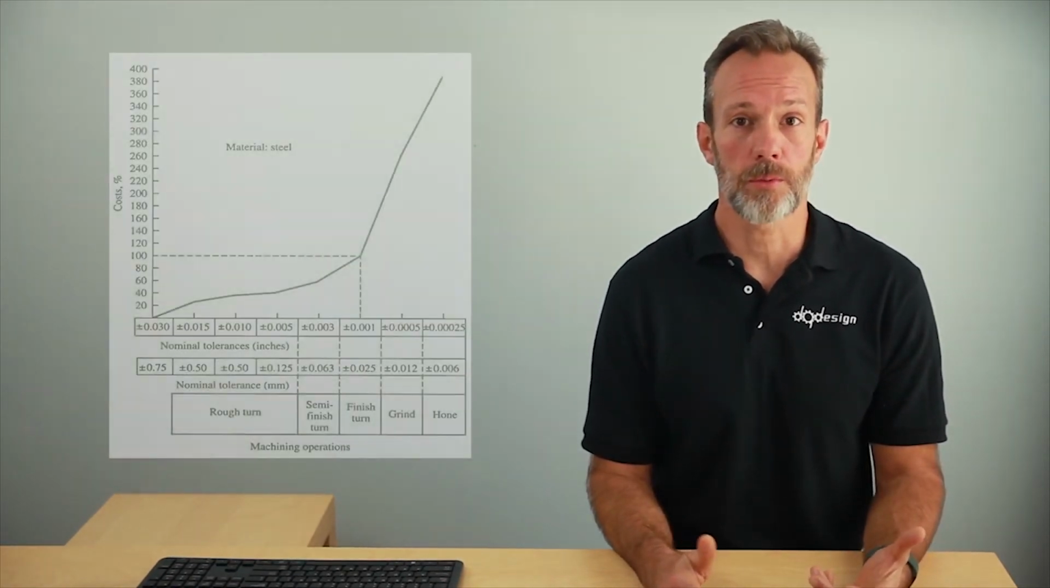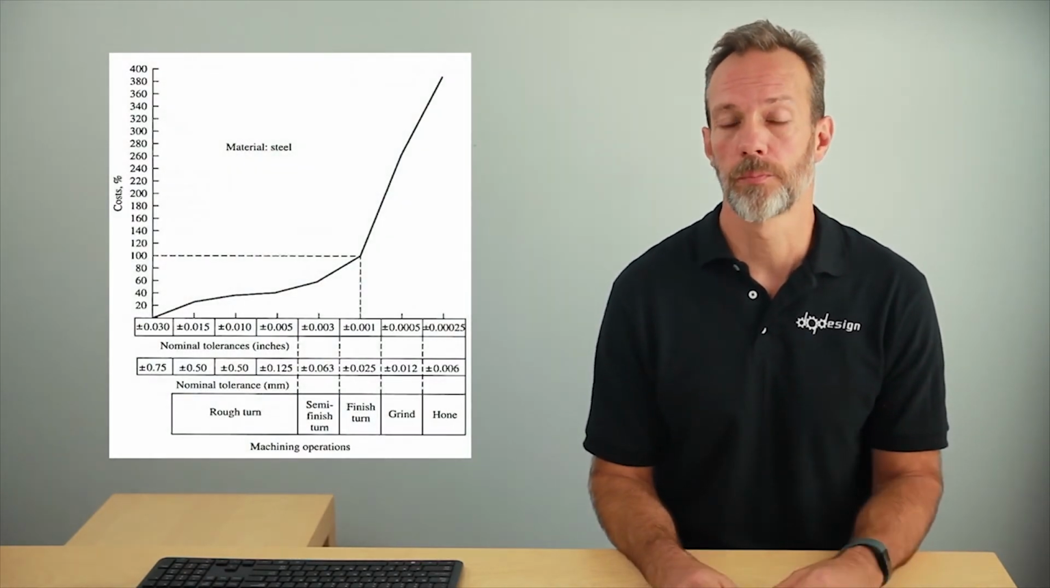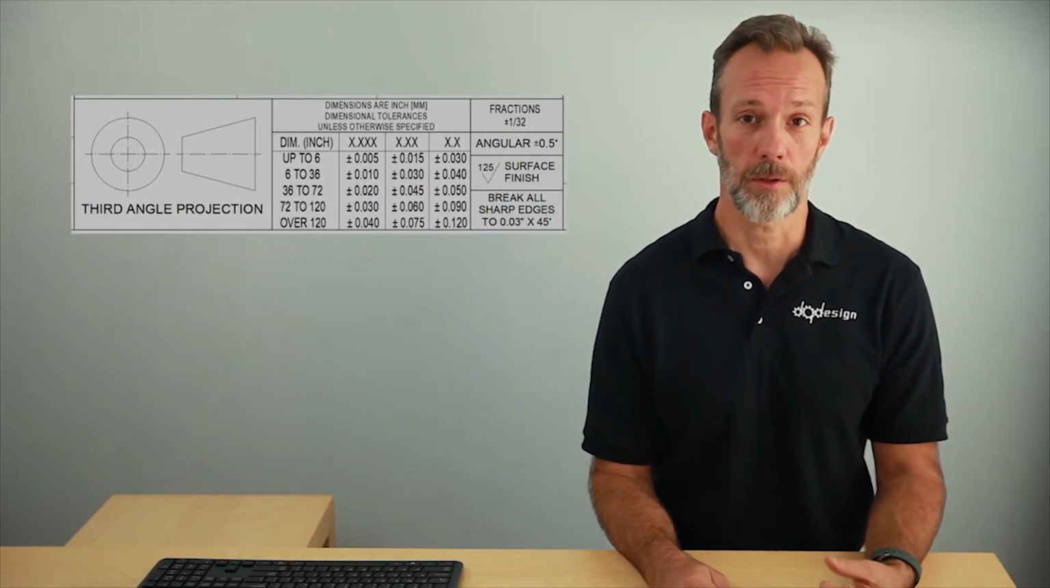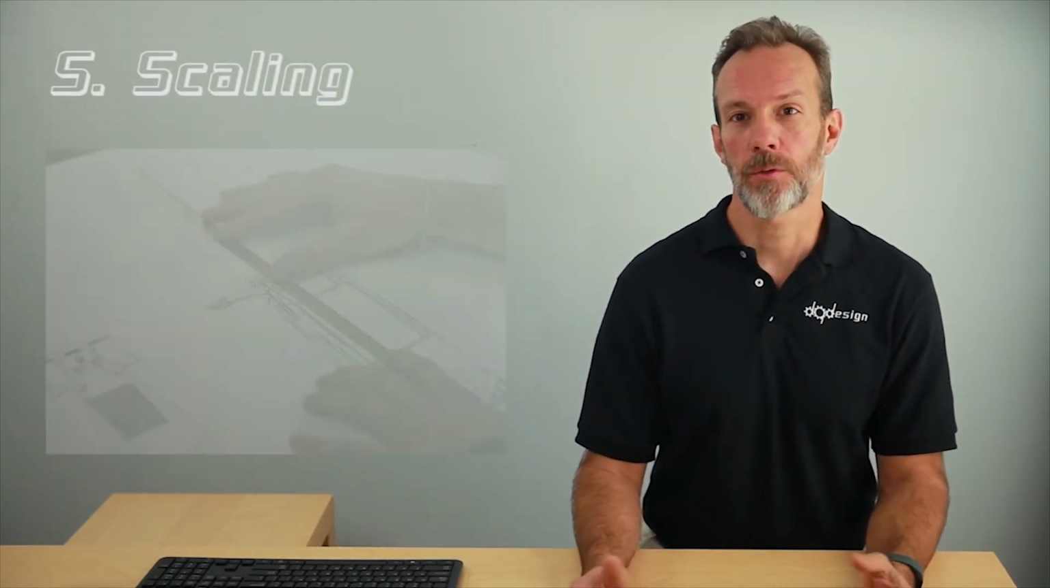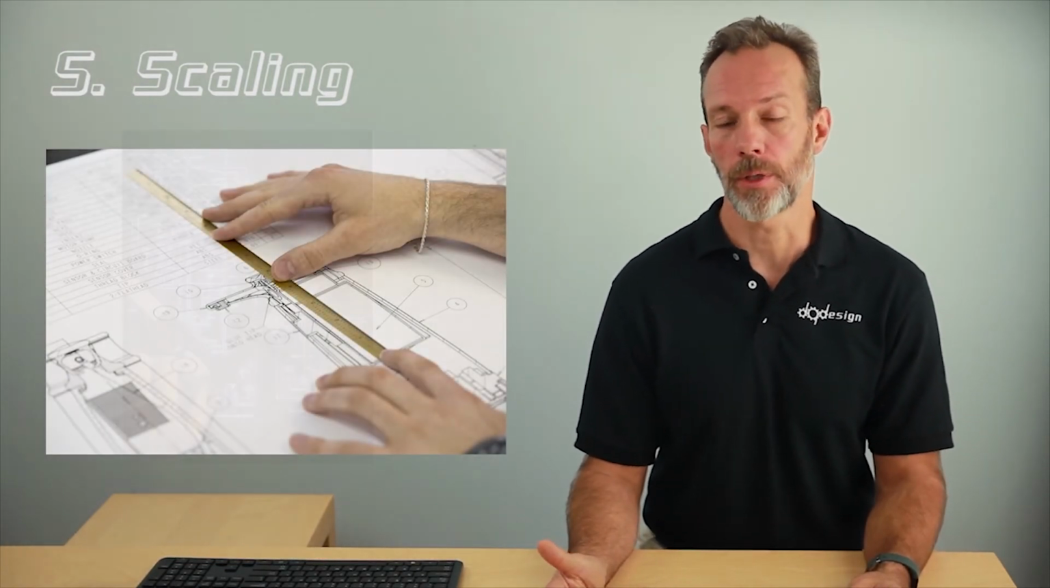Tolerancing plays a direct role in the cost of the part. It should be loosened within reason wherever possible. So pay attention to the number of decimal places on your dimensions and their associated tolerances in the title block. Number 5, scaling.